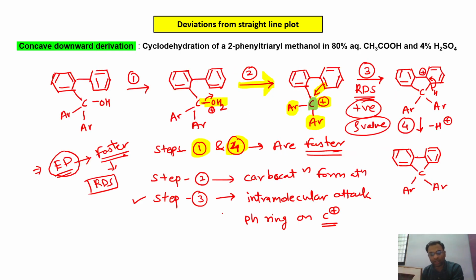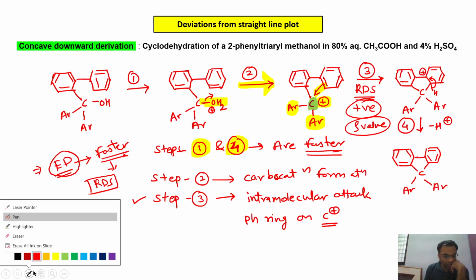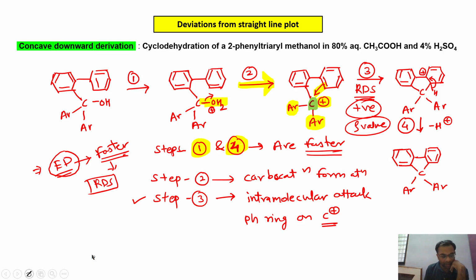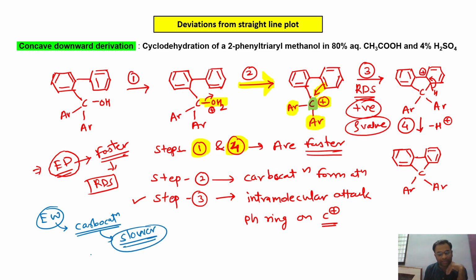Now what about the strong electron withdrawing group? I am writing over here in blue pen. When a strong electron withdrawing group is there, the formation of carbocation is very slow, as the electron withdrawing group destabilizes the carbocation, and therefore the carbocation formation will take very much time. Therefore, when an electron withdrawing group is present, this carbocation formation will be the rate determining step.